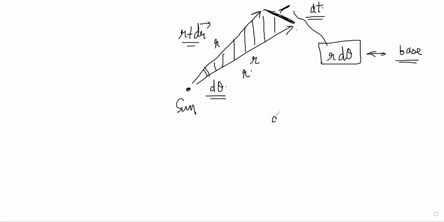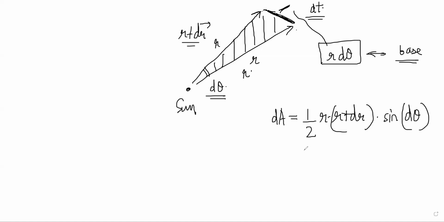And you can say the area of the triangle dA will be equal to half r into r, actually you can write it like this also, and you can say sine of d theta. This is coming from half bc sine, the area of any triangle, right?